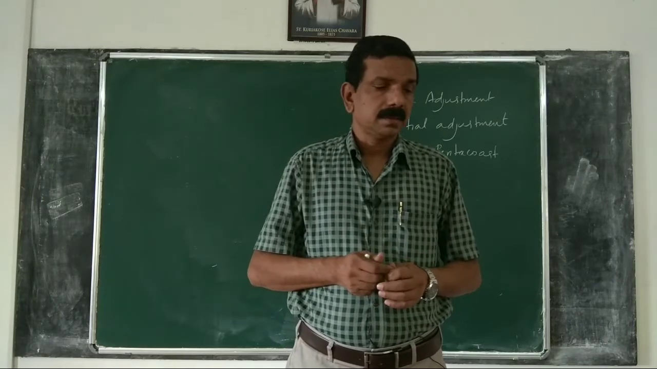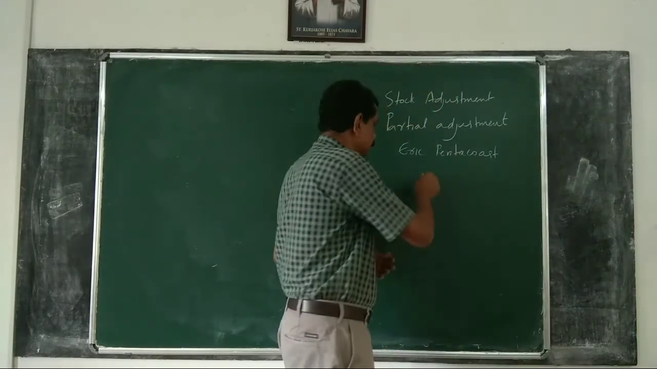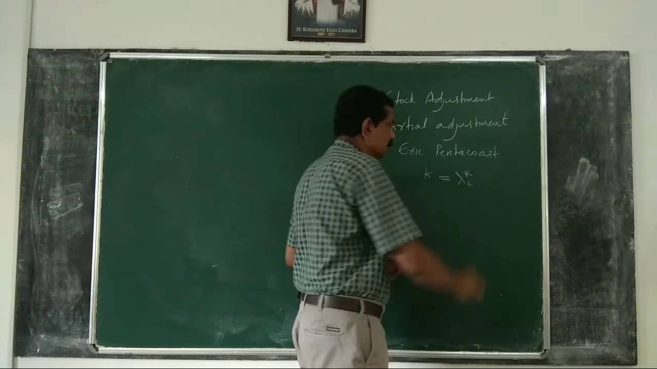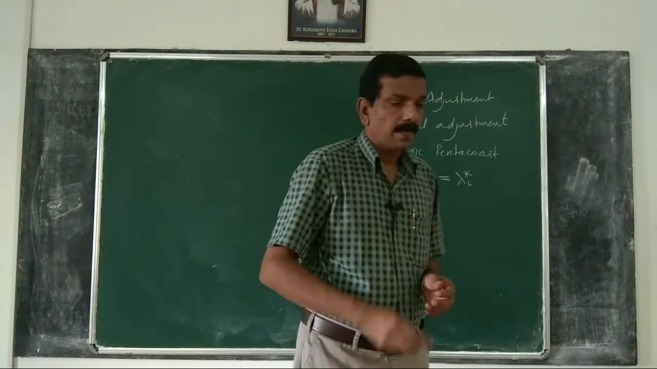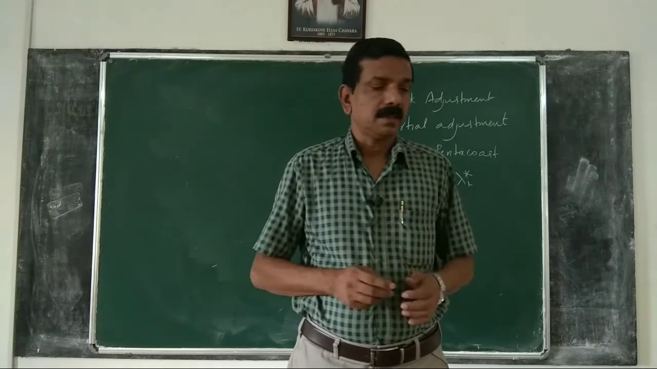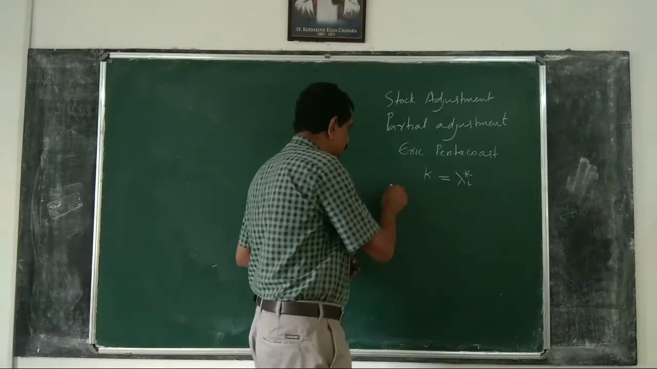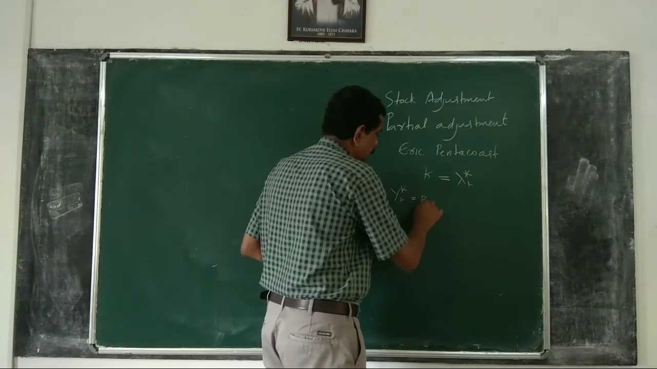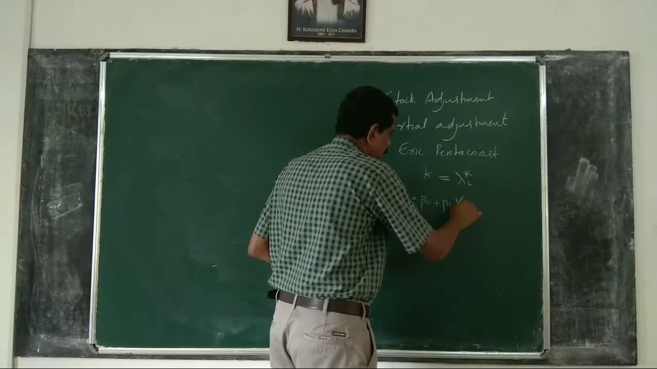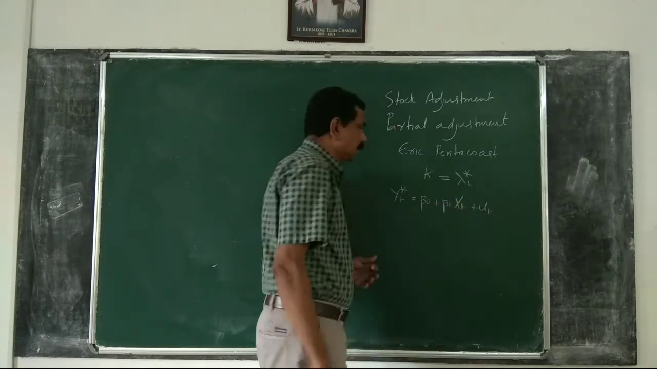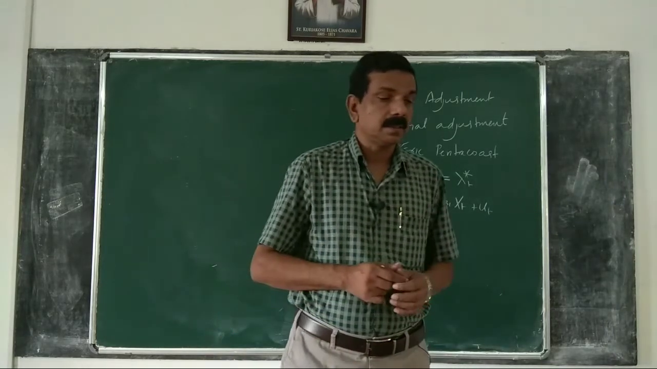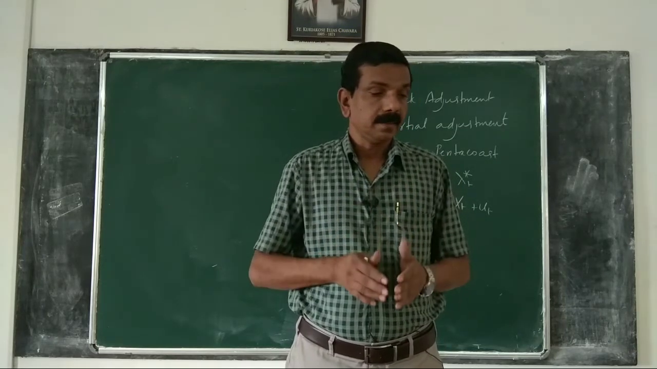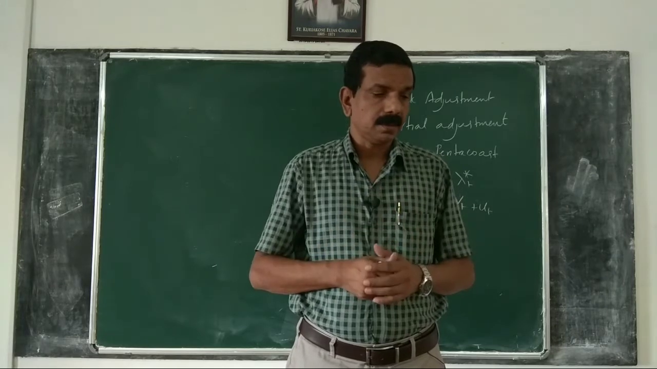And assuming that the desired stock of capital, denoted as Y star t, is a linear function of output, we write Y star t as equal to beta 0 plus beta 1 X t plus u t. Y star t is a linear function of output. We specify Y star t, the desired level of capital stock.